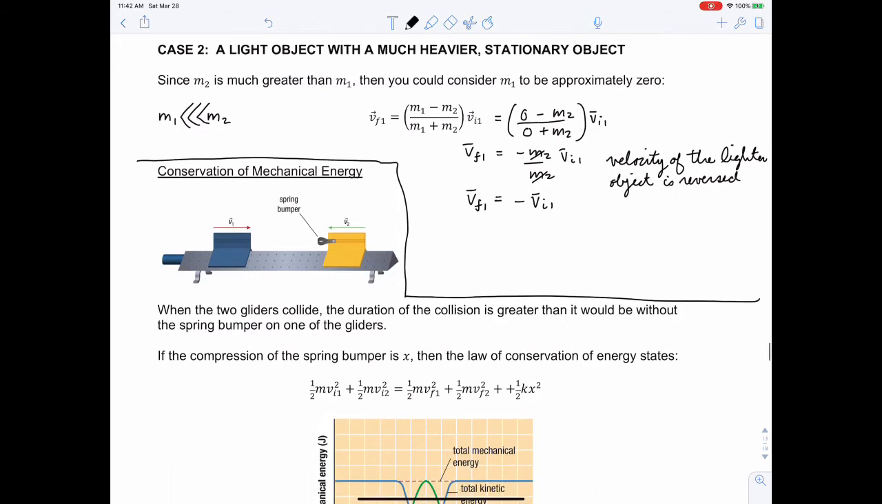Let's confirm that the large object remains at rest by taking a look at the equation. Remember, this is a simplification for the final velocity of a second object if it was initially at rest. So it's 2m1 divided by m1 plus m2 times the initial velocity of object number 1. Since m1 is approximately 0, we can say that the final velocity remains 0. The object remains at rest.